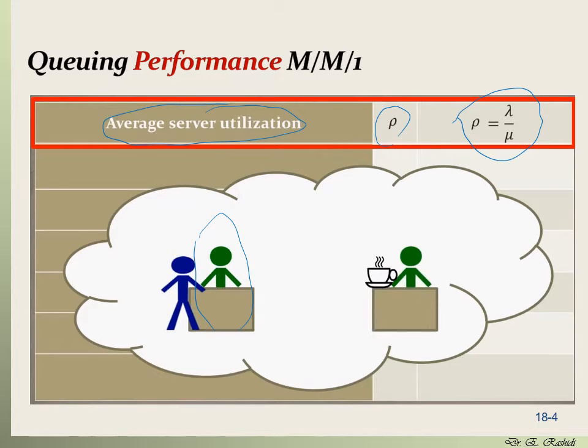Utilization means how much of the server time or capacity is actually utilized, because it can happen that sometimes the server is idle. There is no customer to serve, so he or she is idle. The system is not being utilized. So that's actually an important measure to study. That's shown by rho, the average server utilization, which is lambda divided by mu.